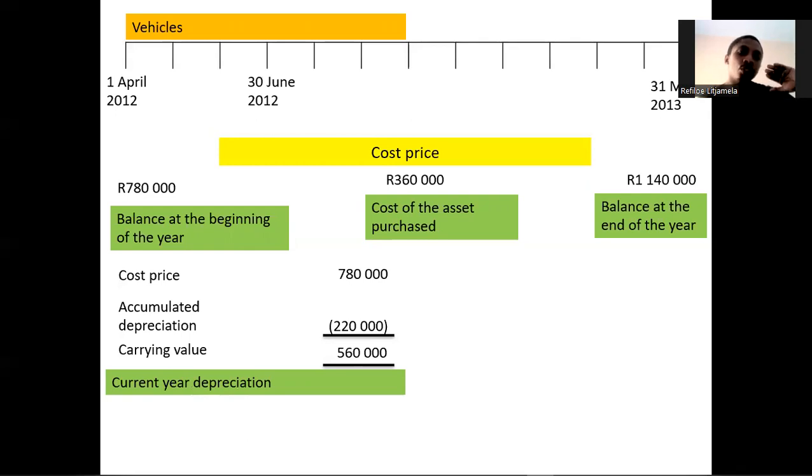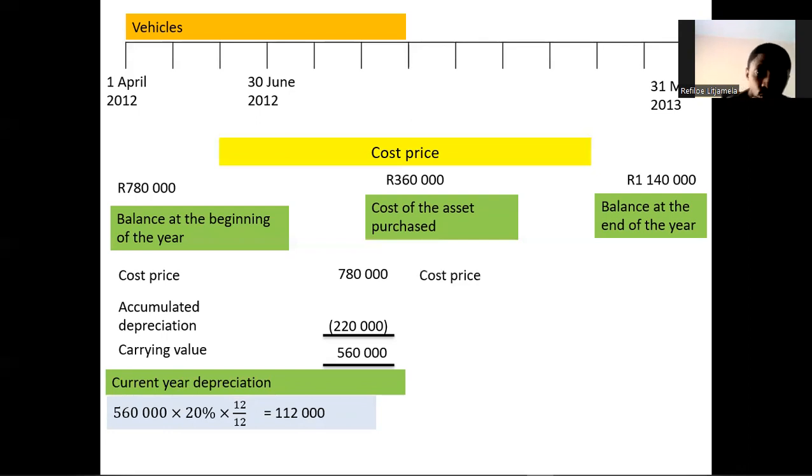But because it's depreciated on diminishing balance, I'm going to take 560,000. So you take that 560,000, we will have those vehicles for the entire year. And that's why I'm multiplying it by 12 over 12, which will give me 112,000. And then I'm going to go to this new vehicle.